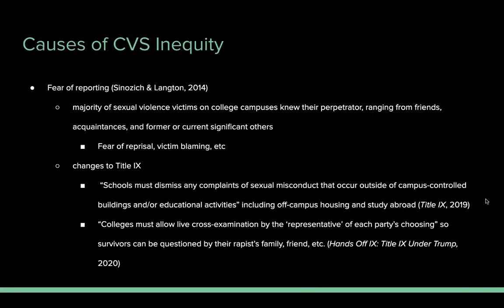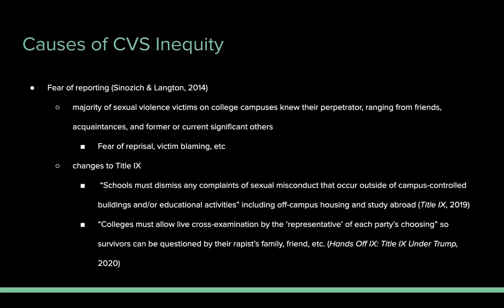Another big cause of the inequity in campus sexual violence is that victims are often afraid to report what happened to the authorities. Contrary to popular belief, the majority of sexual violence victims on college campuses knew their attacker. As a result, victims are scared of reprisal, victim blaming within their own social groups, or other personally detrimental things that may happen if they were to come forward.